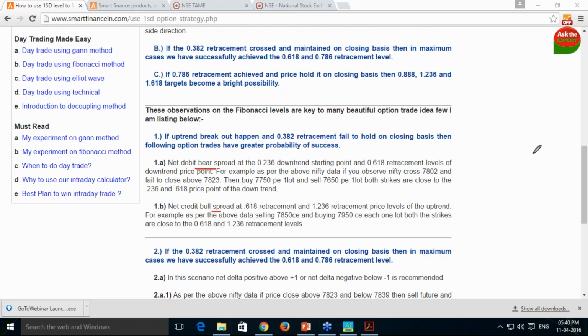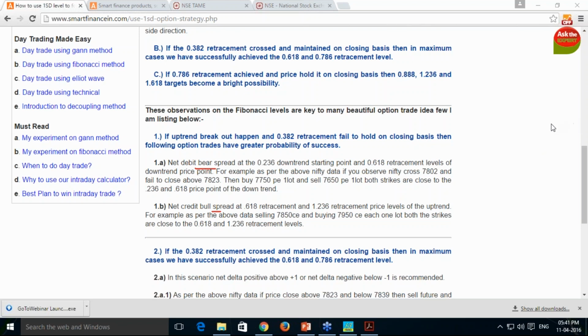Here you have a trend breakout, but you are not able to penetrate it. So a trend change is expected. However, the trend change has not happened. It is just an expectation of yours, so this can give any directional move. It has not given you a confirmed signal that the trend change happened and it is going to move. For that reason only, I am recommending a net debit bear spread and a net credit bull spread.